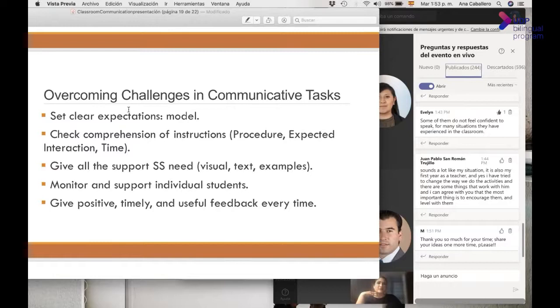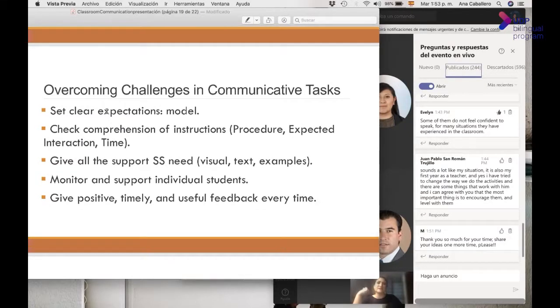Some other ways we can overcome challenges in communicative tasks is to set clear expectations. I mean, give them a model of what we expect them to do or what we want to see at the end. Check comprehension of instructions. Okay, what are you going to do? Use your ICQs, like, okay, are we going to write or are we going to speak? Are we going to work in pairs or in groups?